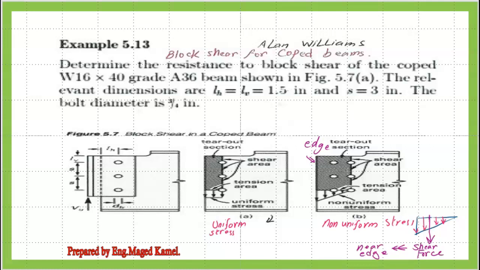We have a given W section, which is W16 by 40, grade A36. The overall depth is 16 inches. The horizontal and vertical distances from the edge to the column of bolts are equal, and they are 1.5 inches. The vertical spacing between bolts is 3 inches. The bolt diameter is 3/4 inches.